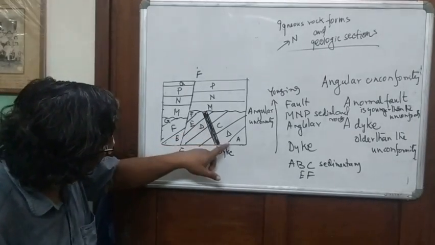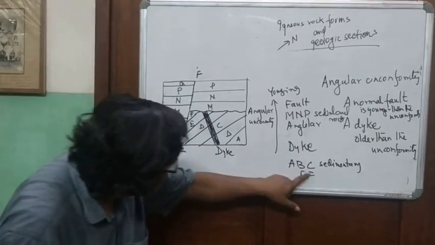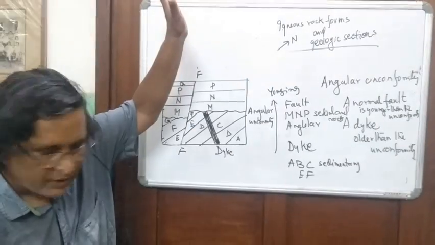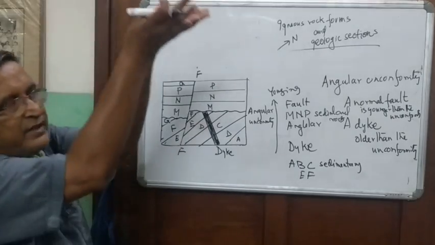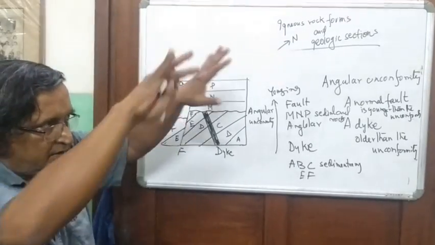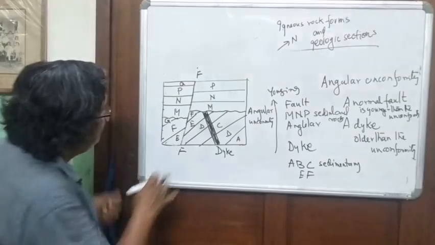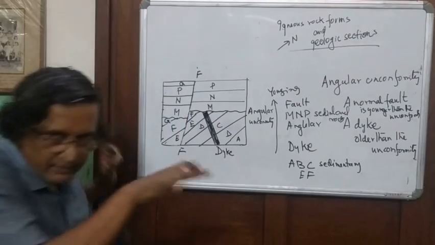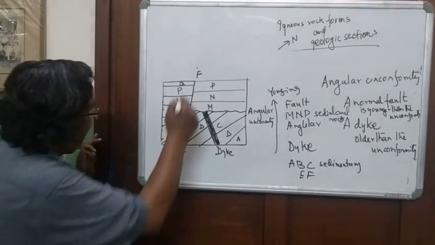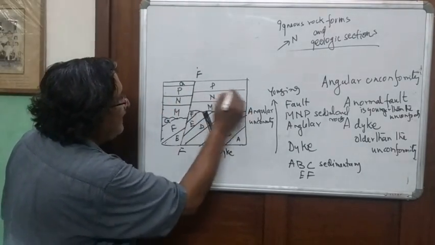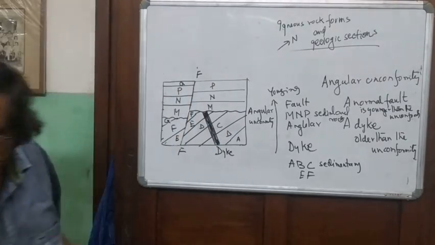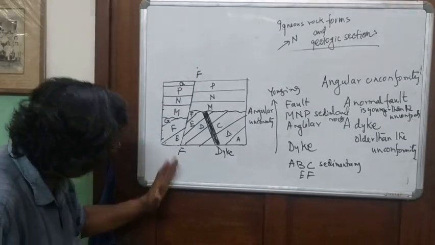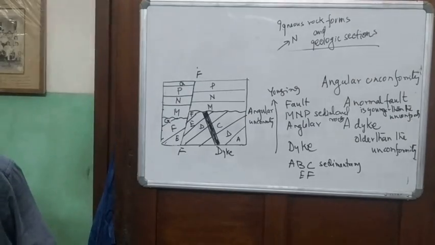So, the first rocks were A, B, C, D, E, F, sedimentary rocks, into which a dike had intruded, and then the whole thing went above water, and there was erosion, and the top part of the dike got cut off, truncated because of the erosion, and then there was deposition of MNPQ. There was deposition of MNPQ, and then the whole thing was faulted by a normal fault.